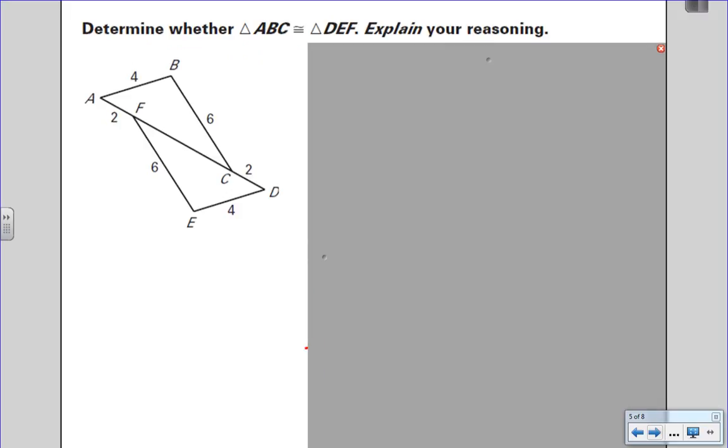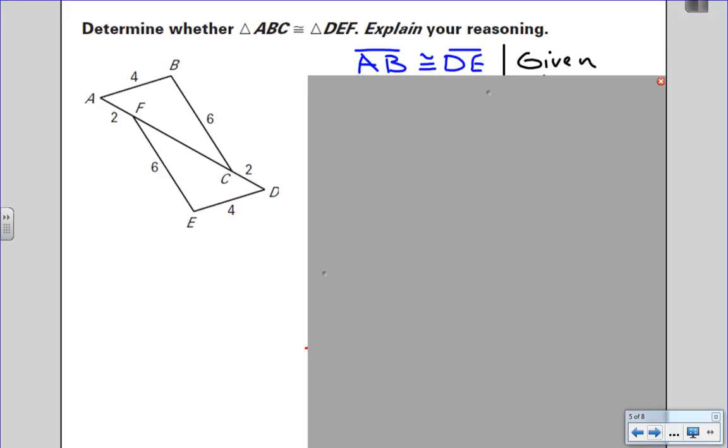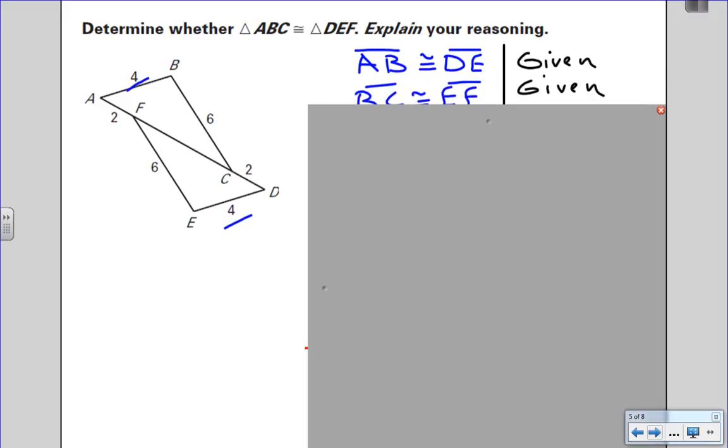Alright, so first reason, assuming you've paused it and tried it already, I just went with the given. AB is congruent to DE. That's nice. Well, how did I know that was given? Because they gave us those side lengths. What else is given? BC is congruent to EF. Alright, so I already have side. Now I need to figure out that third side.